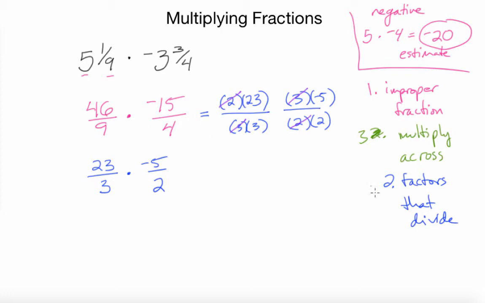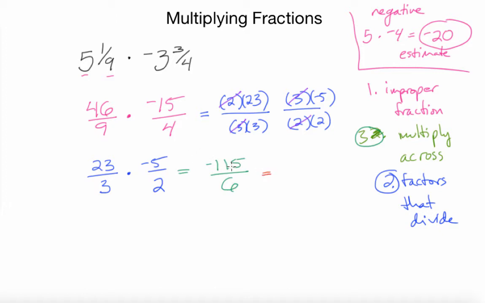All right, so now we just did step 2. We looked at factors that divided out from my numerator and denominator. Now let's go ahead and multiply across. So 23 times 5 is going to be -115. 3 times 2 is going to be 6. Okay. I've got a huge improper fraction here, so to have a final good solid answer, I want to change it into a mixed number.